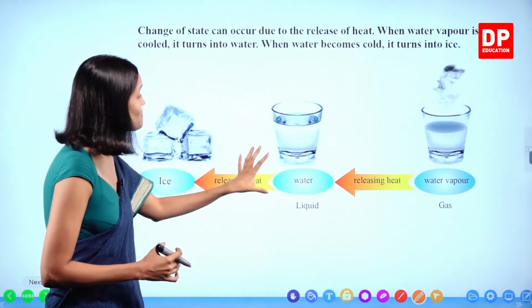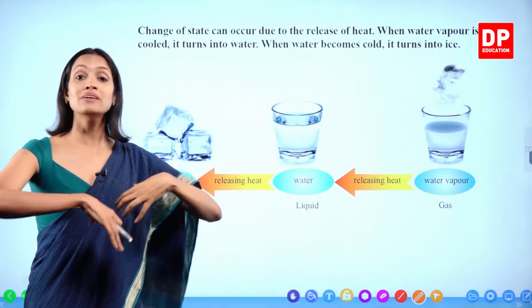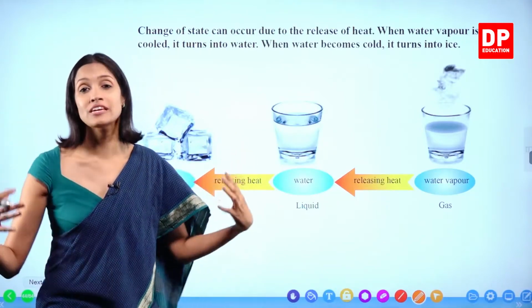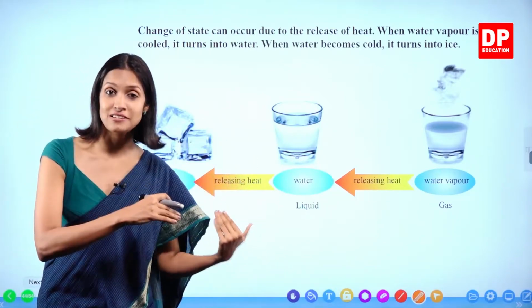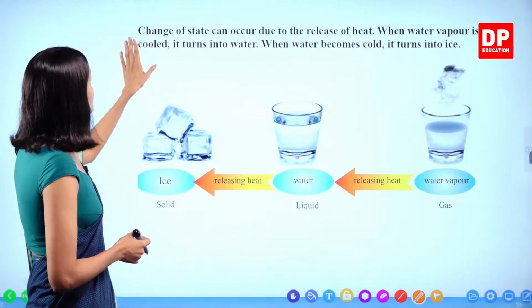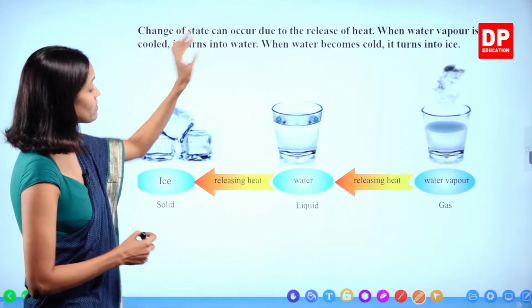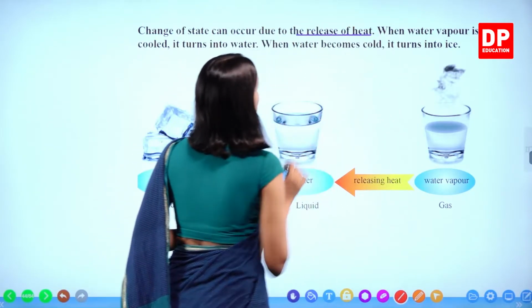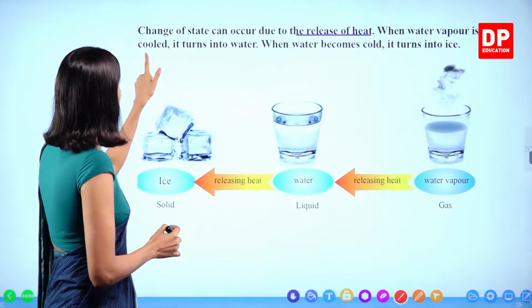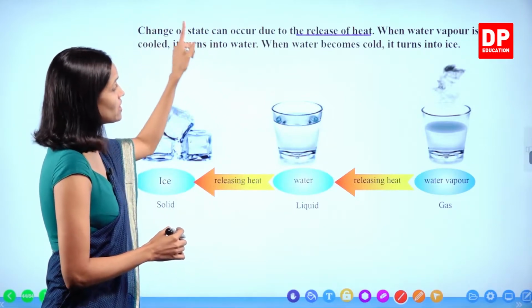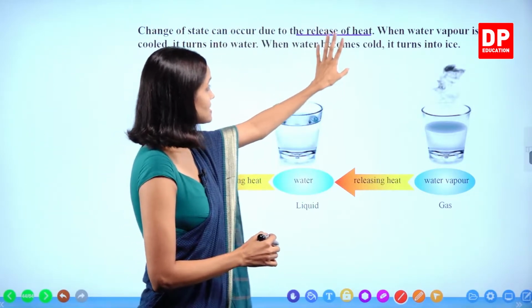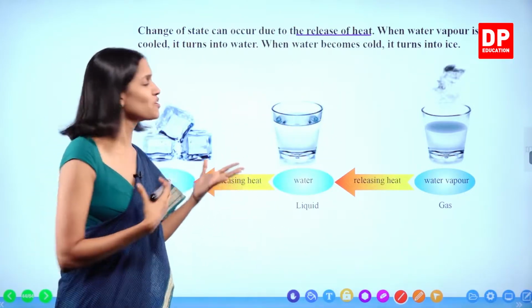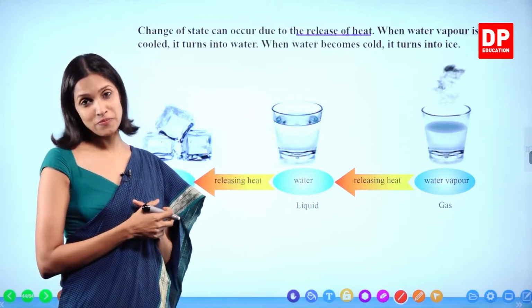When we reduce the temperature, the heat will be released from the objects. Because of the release of heat, it changes the state. Okay? So, changes of state can occur due to the release of heat as well. When water vapor is cooled, it turns into water. When water becomes cold, it turns into ice. So, in our day-to-day life, this is a common experience that we all can observe.